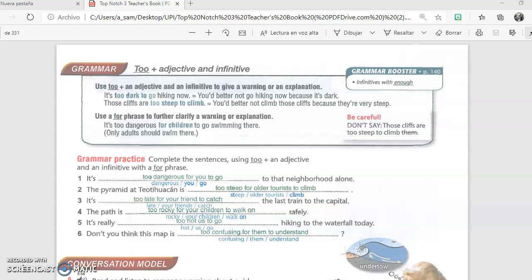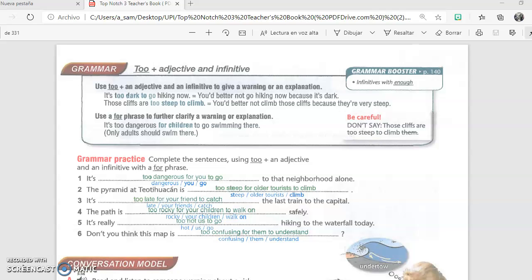So here you have, it's too dangerous for children to go swimming there. Only adults should swim there. Okay, for children. We are clarifying the warning or an explanation. Somebody's giving a warning, and we need to clarify. For whom is it too dangerous? For the children. Okay, so there we have for the children. Then we have an infinitive. And then we have the complement of the sentence.